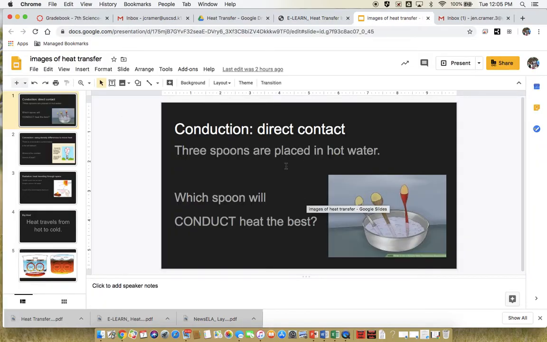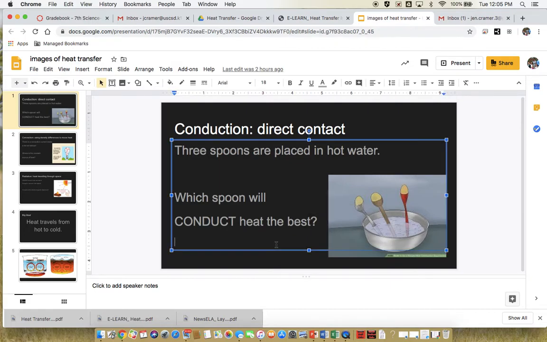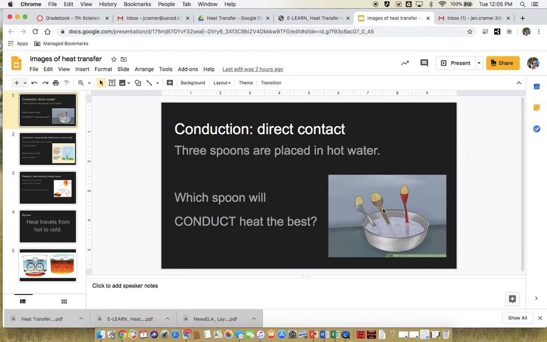Conduction is direct contact. Here's another at-home lab you could do. Put 3 different spoons in hot water and see which one conducts heat the best. Is it the metal spoon, the wooden spoon, or the plastic spoon? All 3 of these things are conducting heat or doing a heat transfer through direct contact with the hot water.